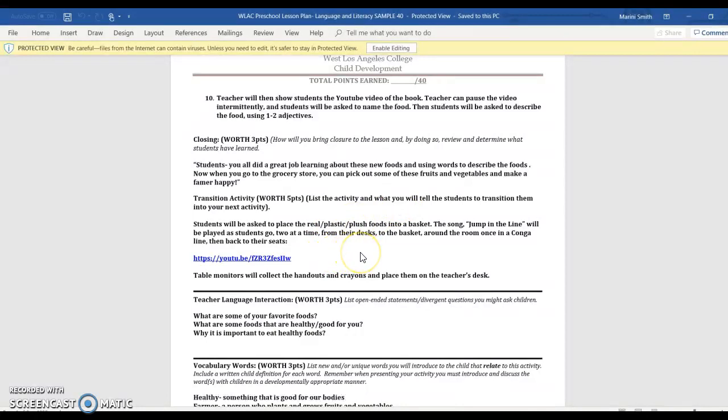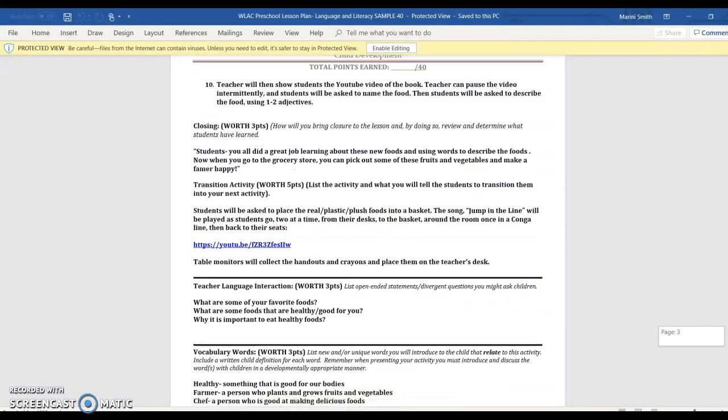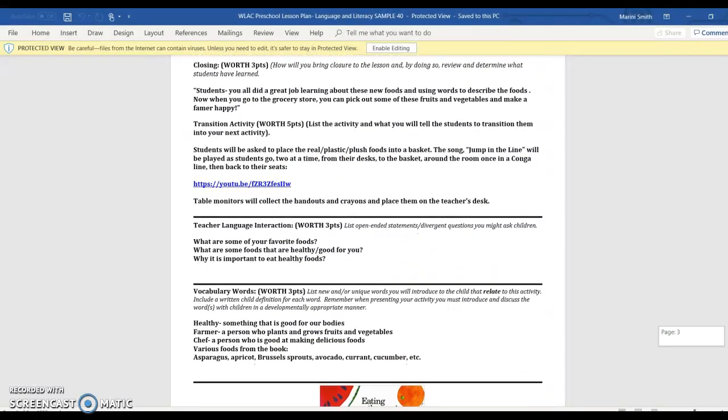Students will be asked to place the real plastic plush foods into a basket. The song Jump in the Line will be played as the students go two at a time from their desks to the basket, around the room, once in a conga line, then back to their seats. And I have a video there on YouTube for Jump in the Line. Love that, from Beetlejuice. Love that. Harry Belafonte. And then I say table monitors will collect the handouts, etc.